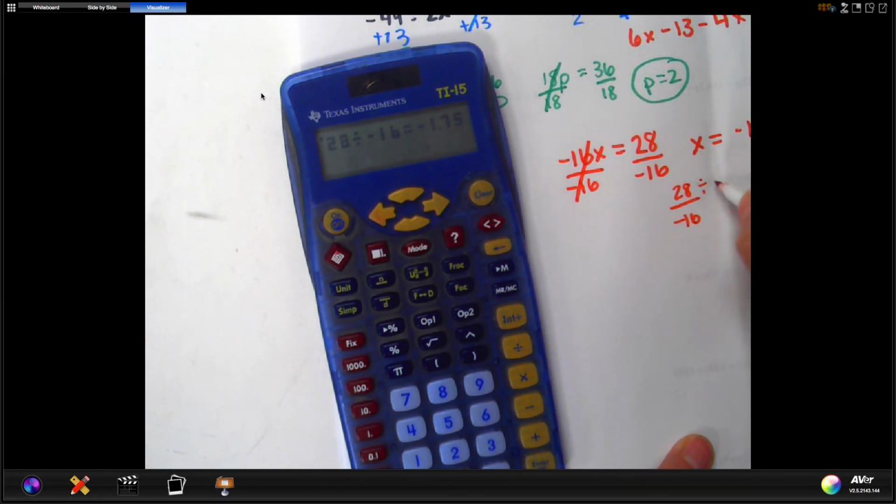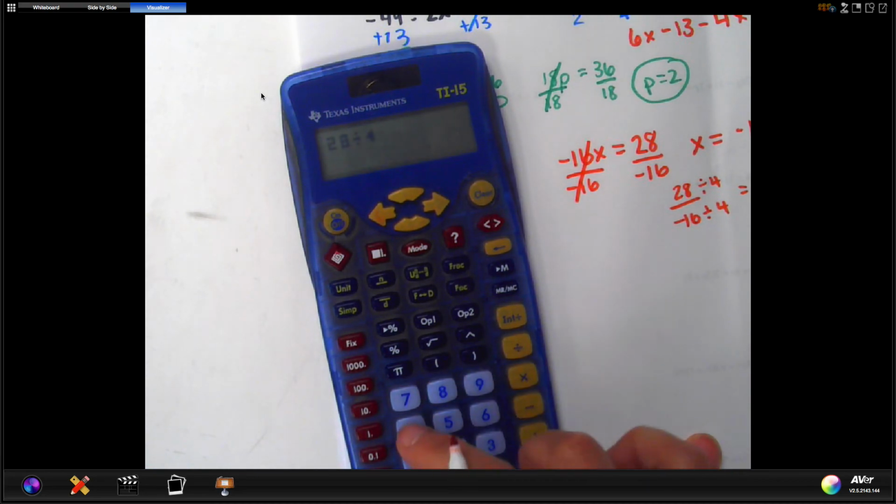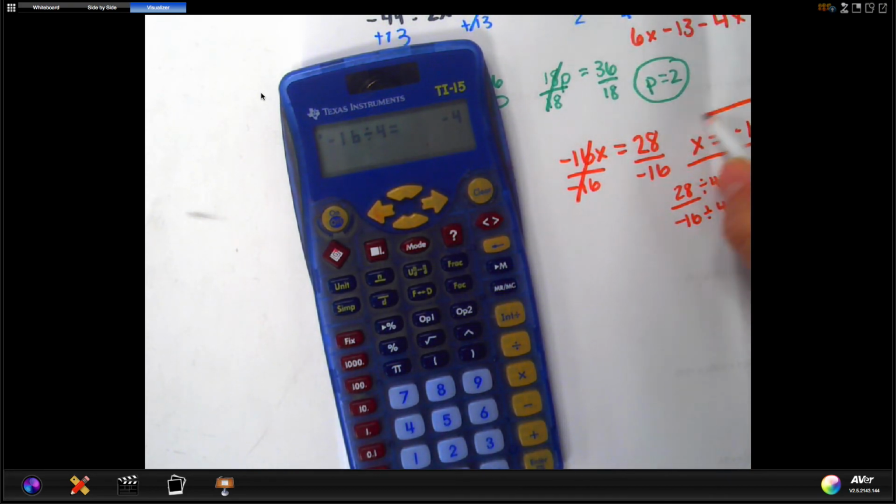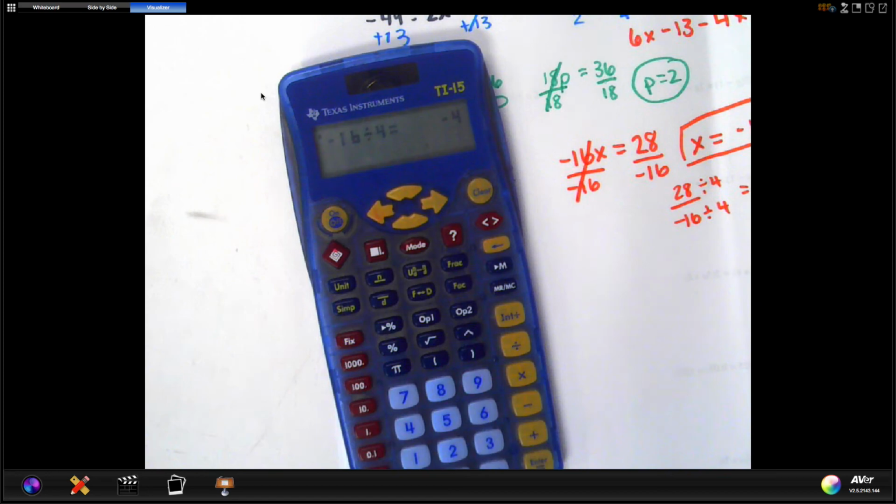If we divide each of them by 4 to reduce them, right, then we're going to get 28 divided by 4 is going to give us 7 for our top number, and negative 16 divided by 4 is going to give us negative 4 for our bottom. Since we chose the 4, we don't have to reduce any further. Depending on what answer they're looking for, decimal or fraction, those are both correct.